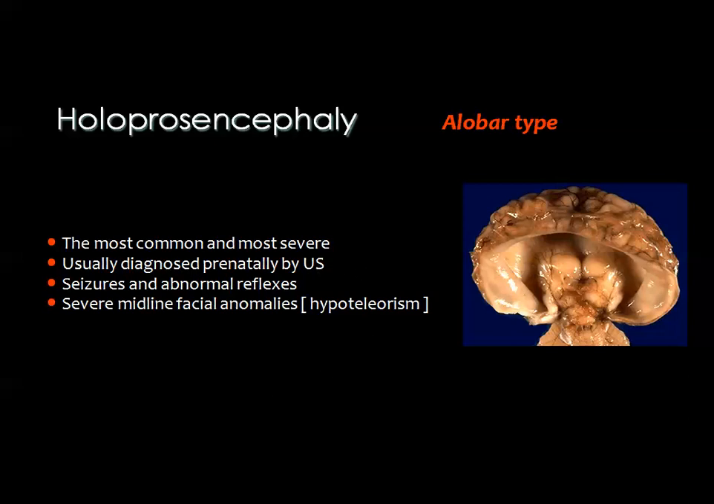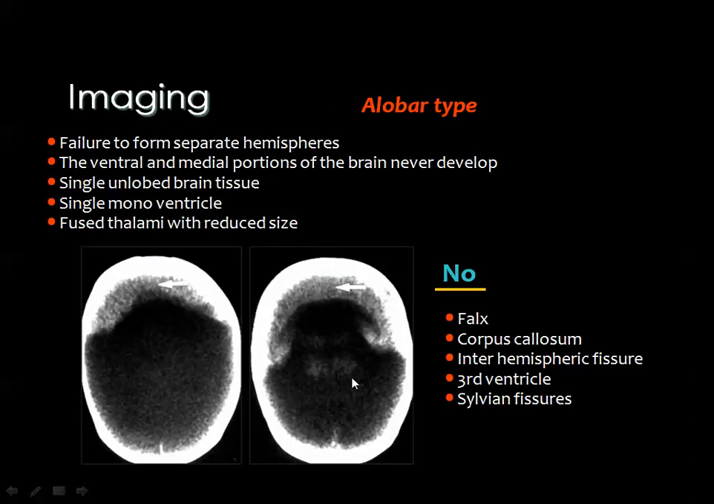There are so many clinical presentations, but commonly you see seizures, abnormal reflexes, and severe midline facial anomalies with hypothyroidism. And in the imaging, you see, as I have mentioned, that the ventricular system is represented by a single monoventricle, which is midline in location and filled with CSF.